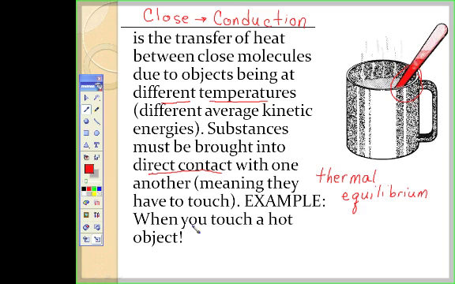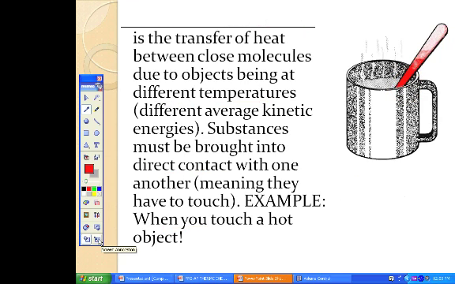Now, this is great if you're talking about a hot pad on your hand, but it's not so good if you're touching the surface of a stove that's really hot or the top of a Bunsen burner in the lab. Now, the next one is convection.